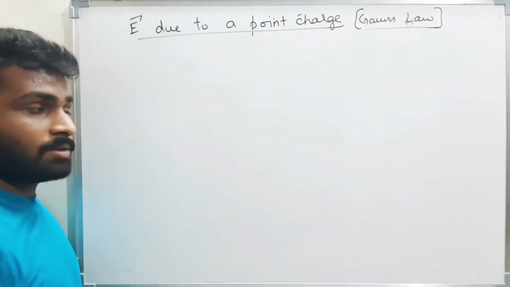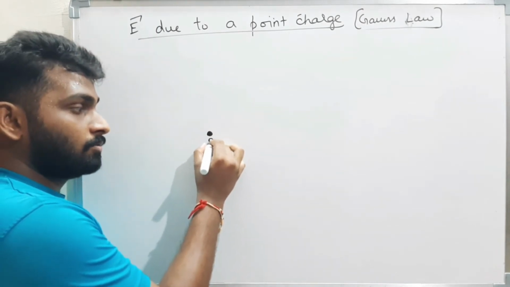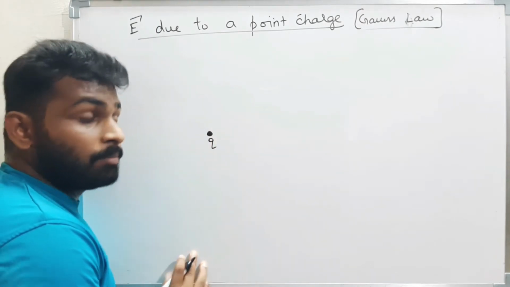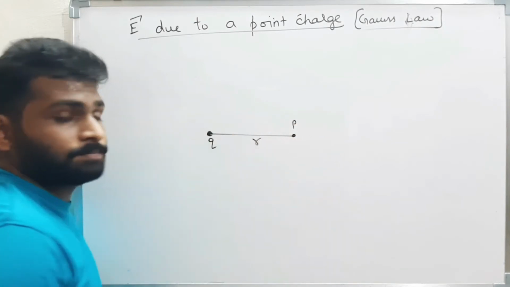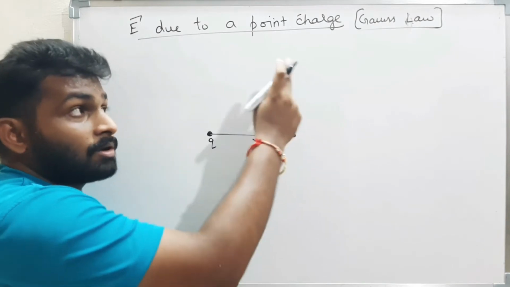Okay, now see here. There is a point charge Q. They told to find the electric field because of this charge at a distance r. They told to find the electric field at this point P, which is at a distance r, by using the Gauss law. How can I find it?